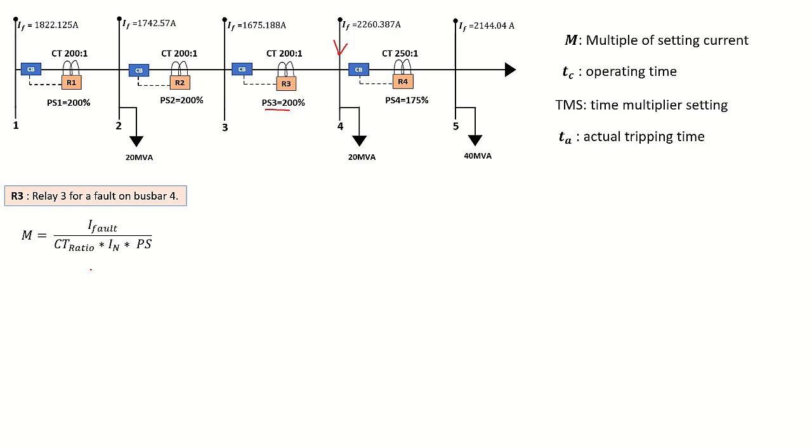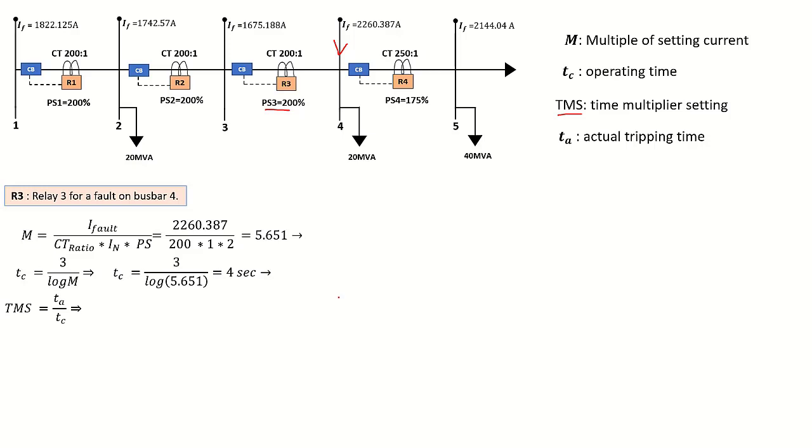Now we already know everything in our formula. There is no unknown value, so we can just go ahead and replace. So we find an M that is equal to 5.651. That is the multiple of current settings. Now from there we can then calculate TC, which is the operating time. Now TC for the standard characteristic curve, we got TC that is 3 over log M, and we found the value of 4 seconds. The next thing to do is then to calculate TMS, the time multiplier setting.